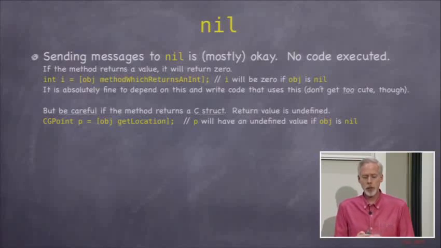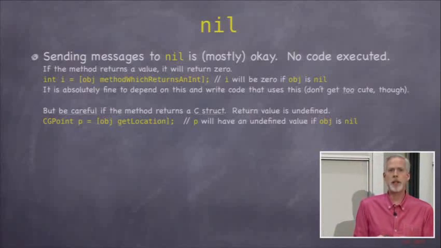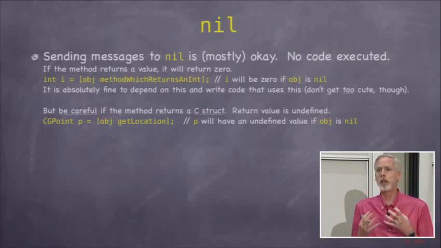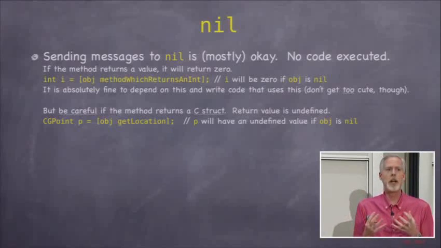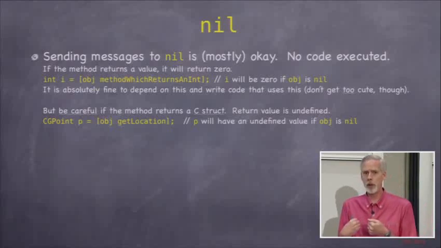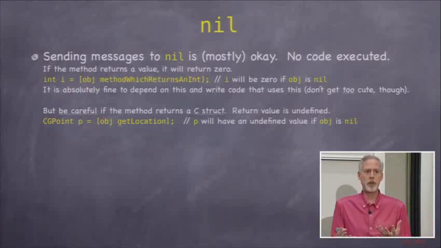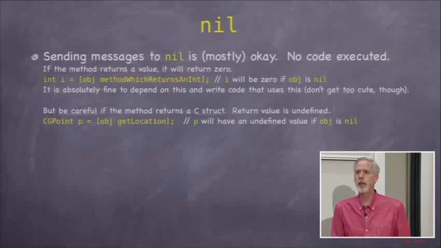You do have to be careful if the return type of the message send is a struct, because you don't get back a struct with all its members set to 0. You get back an undefined struct. What's in there is undefined. The struct is being returned to you on the stack. You might get stack garbage. You might get a zeroed out struct. You just don't know. So you can't rely on it, and you should never rely on that in your code. If you call a method that returns a struct, you've got to check to make sure you're not sending it to nil.